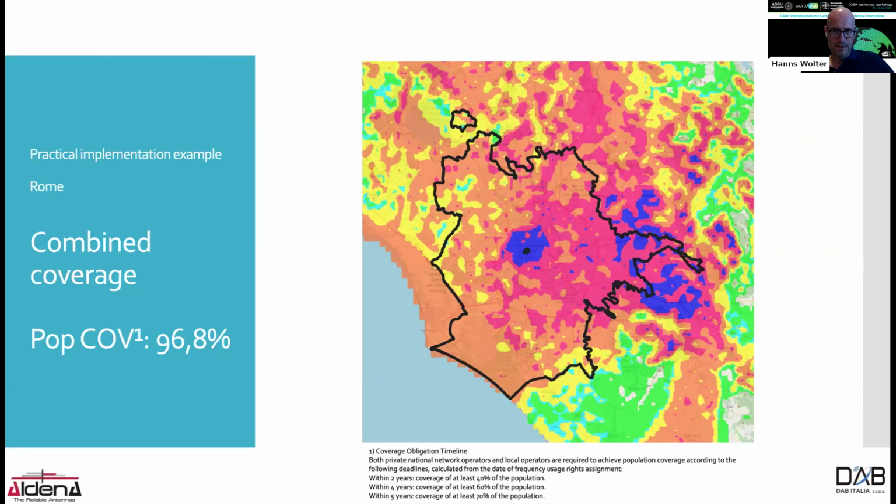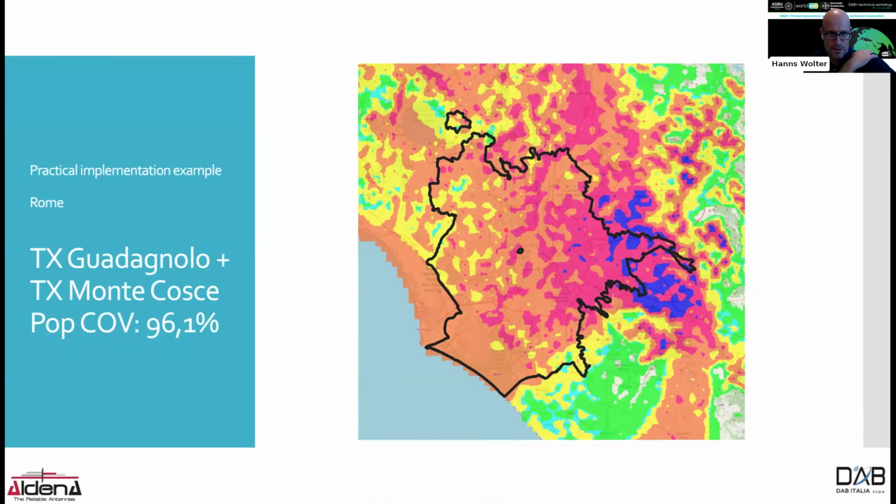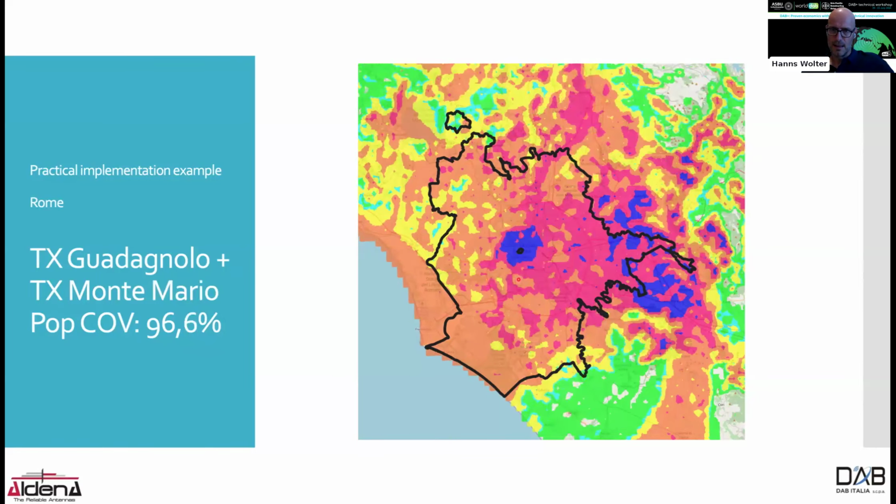So let's say if we have all three transmitters on air, we have a 96.8% population coverage. If, for example, the transmitter Montemario fails, the one in the center of Rome, you still have a 96.1% population coverage, which is basically a 0.7% difference, which is really very small. So most of the users will really not notice anything in this case.